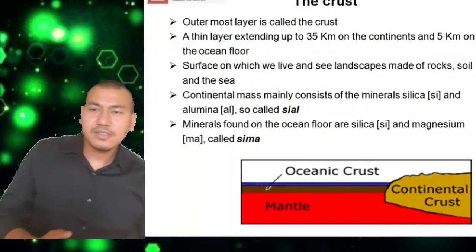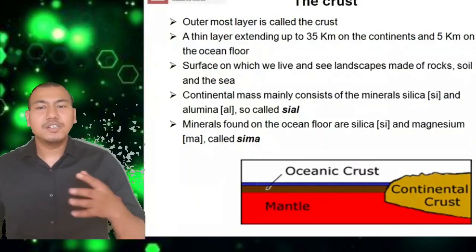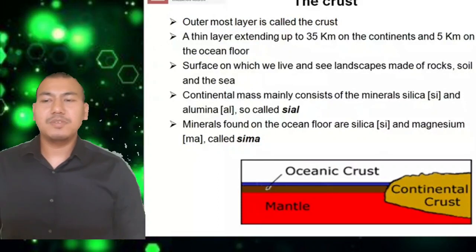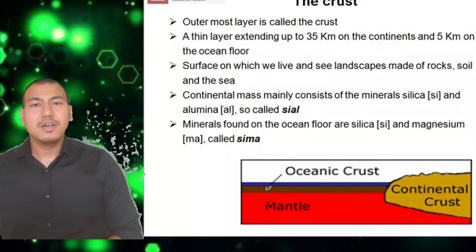So what is crust? A thin layer extending up to 35 km on the continents and 5 km on the ocean floor, that is the crust.